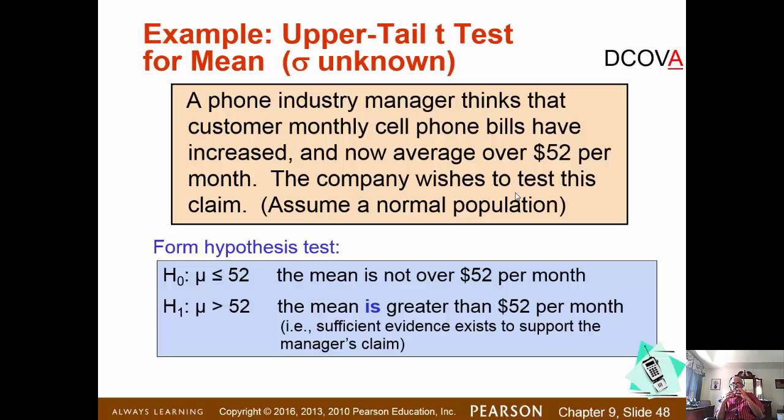And in a one-tail test, this is especially true. So in a two-tail test, it is somewhat easier. In a one-tail test, it is convenient to set the alternative first and then set up the null as the opposite.